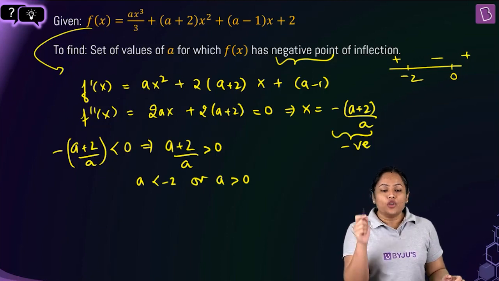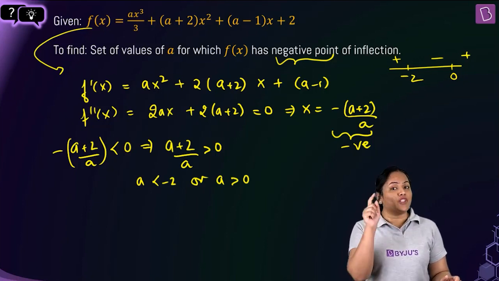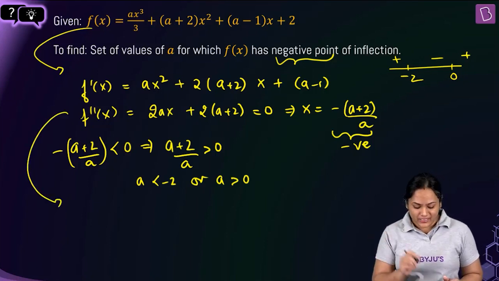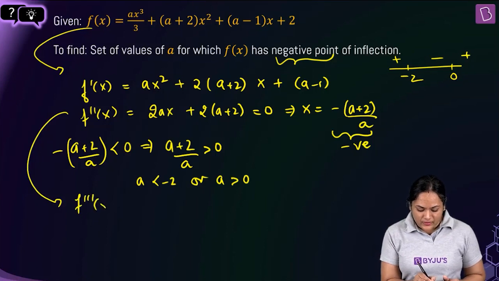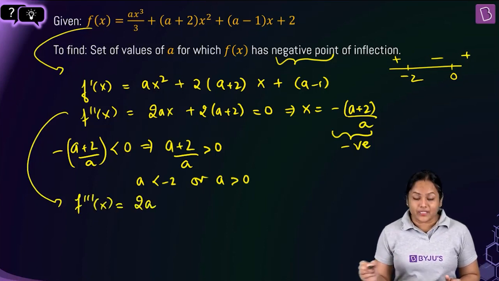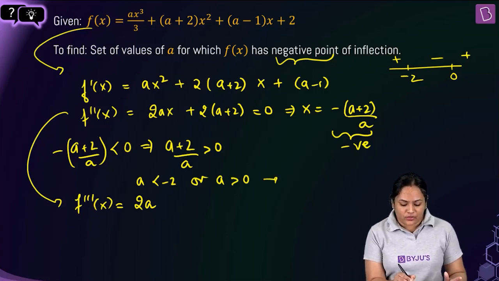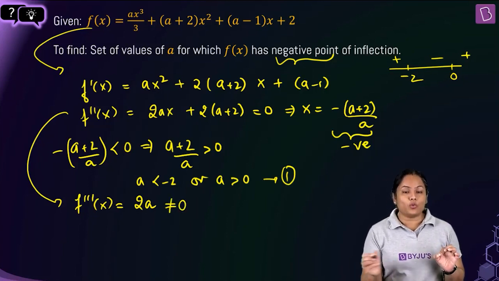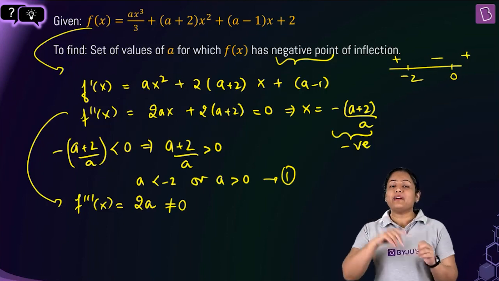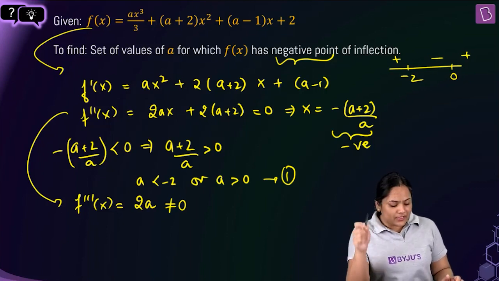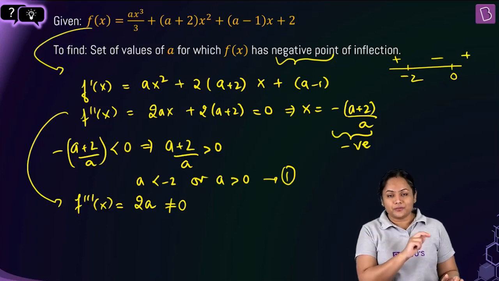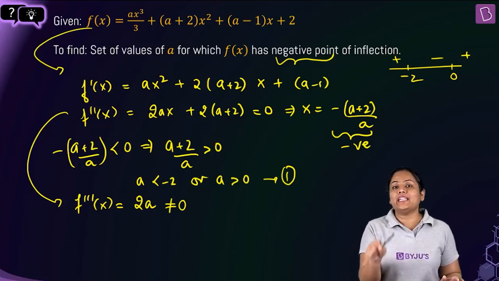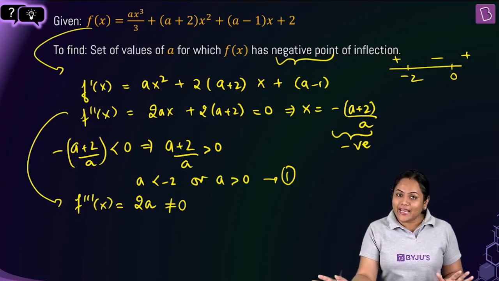But again, for this to be the point of inflection, what I have to make sure is that f''' should not be 0, right? So if I find my f'''(x), it's going to come out as a constant number, that is 2a. And for these values of a, which I have found in the first equation, this will never be equal to 0, right? So if my f''' is non-zero, that means f''(x) is going to change its sign, and this will be the valid point of inflection, and that too negative in its value, right?